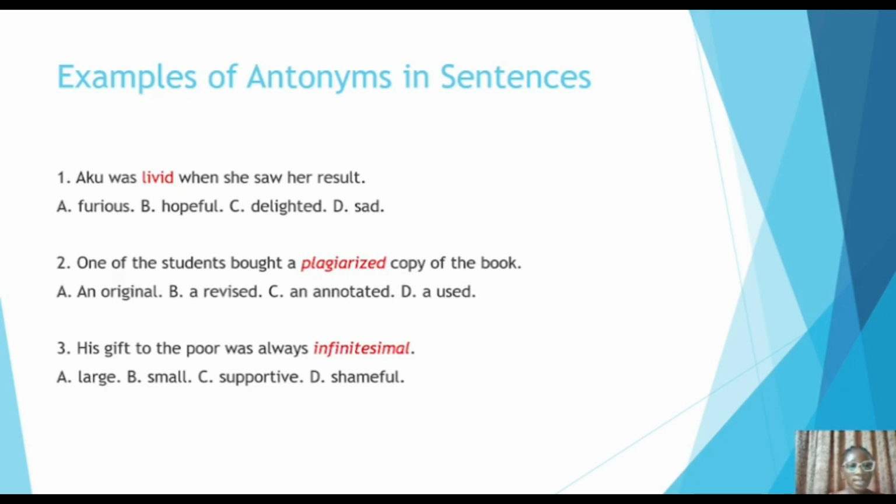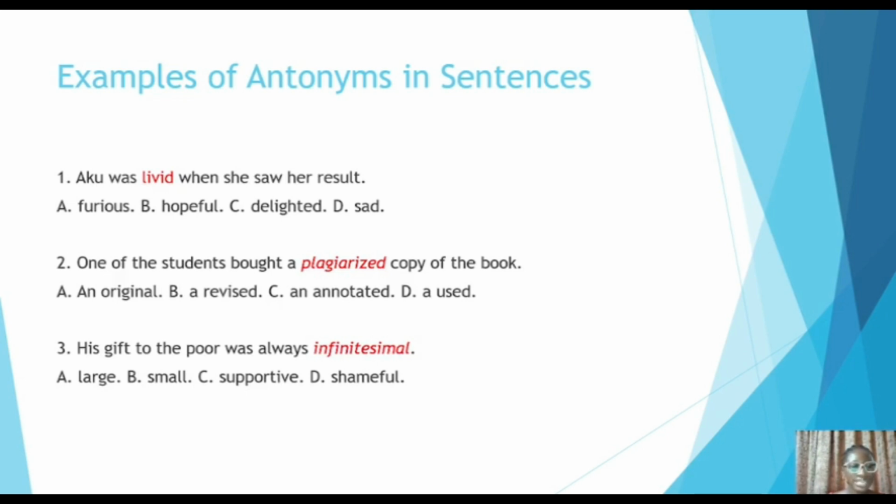The second example we have here, one of the students bought a plagiarized copy of the book. Plagiarized is something that is not original. So just by knowing the definition, we already have our answer. We know what the opposite is. But we have options A, an original, B, a revised, C, an annotated, and D, a used. So one of the students bought an original copy of the book. A is the correct option.